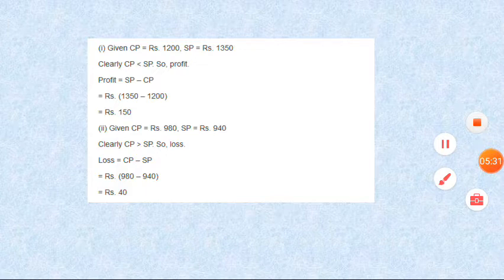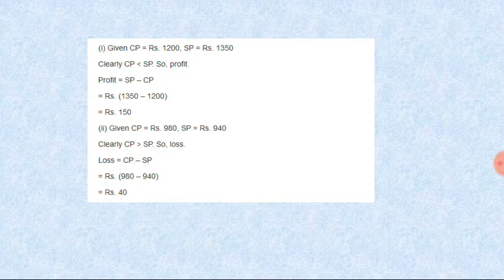Given cost price equals rupees 980. Selling price rupees 940. Cost price is greater than selling price. Loss equals cost price minus selling price. So cost price is 980, selling price is 940. Loss formula: cost price minus selling price. 980 minus 940, we get a value of rupees 40. That is the loss.